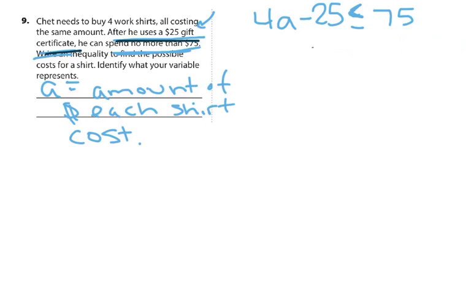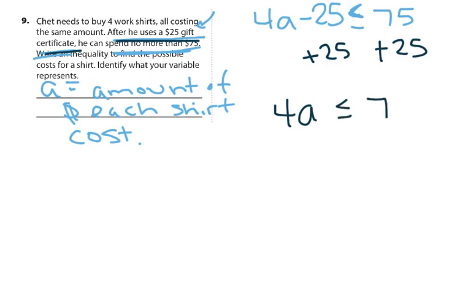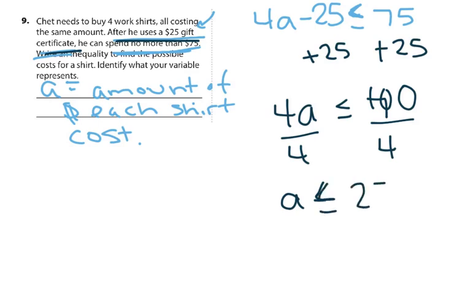You probably have another way to think about that, but I had to do some logic in my head at first. I had to say, well, with the gift certificate, he could spend 100, and so that must mean that the negative 25 is over here, because when I'm undoing the problem, first I would have to add the 25 to both sides, and then I'd be left with 4a is less than or equal to 100, and then I would divide by 4 on both sides, and then I would know that a is less than or equal to 25.